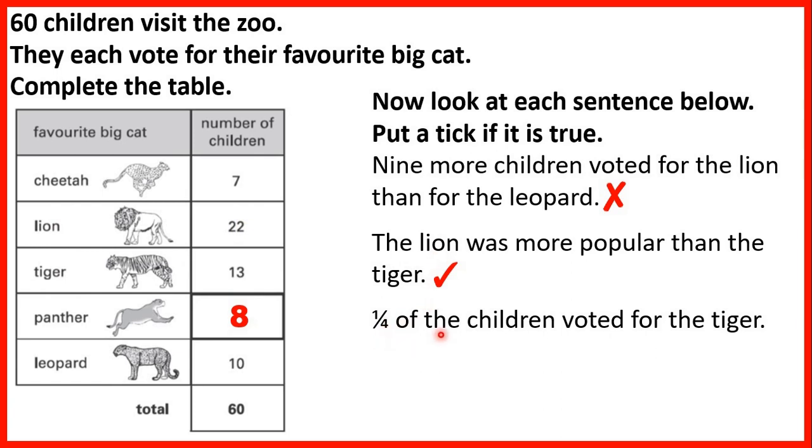Now, 1/4 of the children voted for the tiger. So we know that the total number of children is 60, so we need to find 1/4 of 60. Remember, to find a fraction of a number, we can divide by the denominator, so we can work out 60 divided by 4. That's 15. But if we look at the number of children who voted for the tiger, we don't have 15, we only have 13. So this statement is not true.